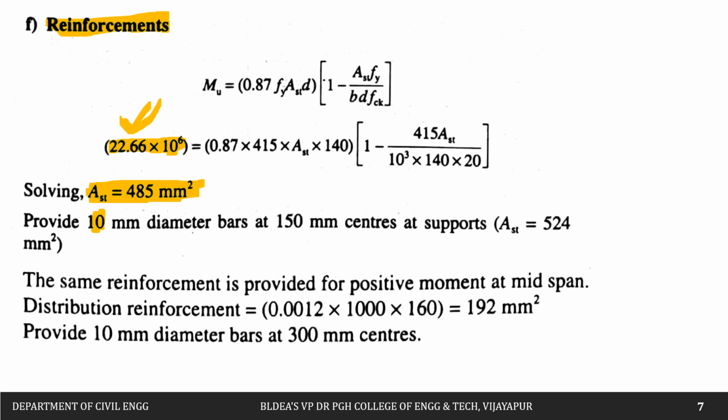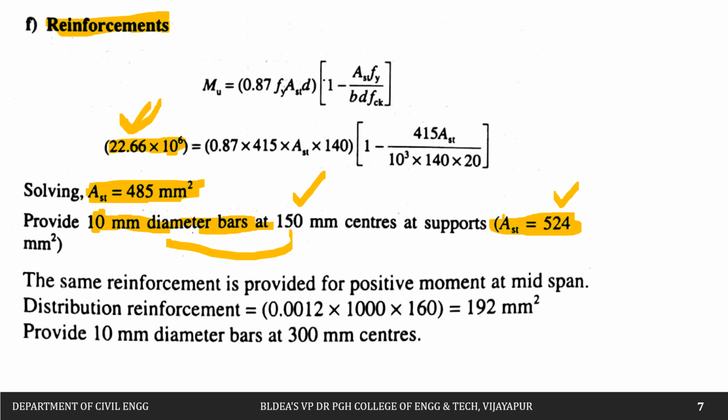So if you are going to provide a 10 mm diameter bar, we have to calculate the spacing. So it is being calculated as spacing will be equal to area of the bar which is provided, that is pi by 4 into 10 square divided by 485, that is Ast required, multiplied by 1000. You will be getting the answer as 150 mm approximately center to center. So if you provide 150 mm, the Ast provided, similarly if you calculate, will be 544 mm square.